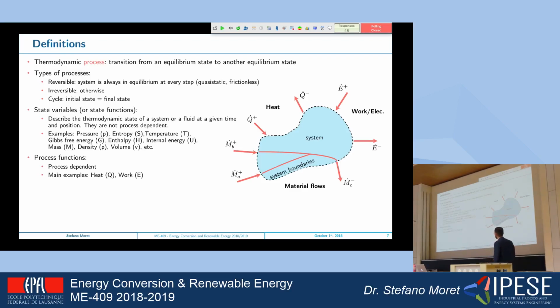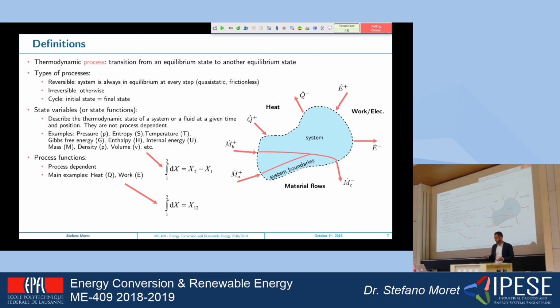Another important definition is that we have to make a distinction between state variables, or state functions, and process functions. The key difference between the two is that state variables such as temperature, pressure, internal energy, mass, and so on can be calculated only by checking the initial and the final state of the system, as you see here. Whereas process functions, such as heat and work, we cannot calculate based only on the initial and the final state. We also need to check what happens in between.